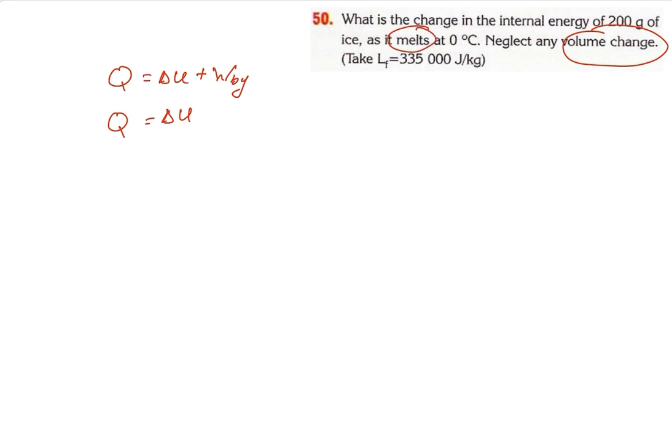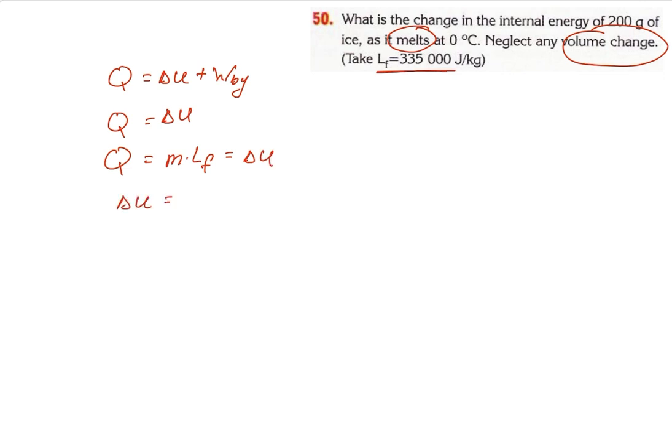Melts meaning it needs some amount of energy, some amount of heat, to be melted. That means the system, or the ice, is actually absorbing that energy. So Q will be positive, and as it melts we can use the constant, the latent heat of fusion of the ice. So Q is equal to m times L_F, which is equal to delta U.